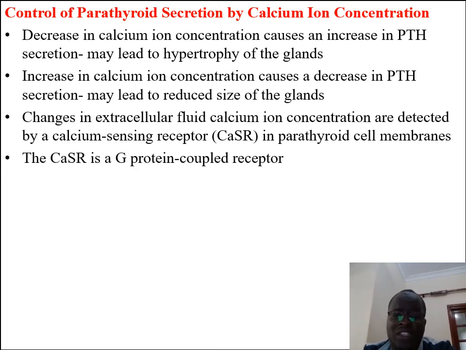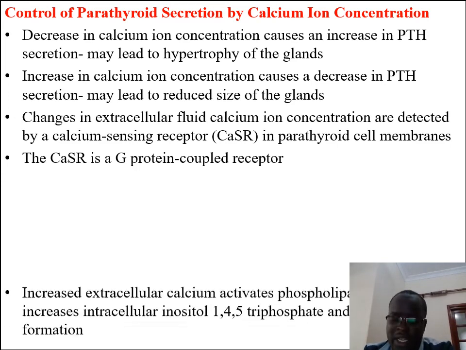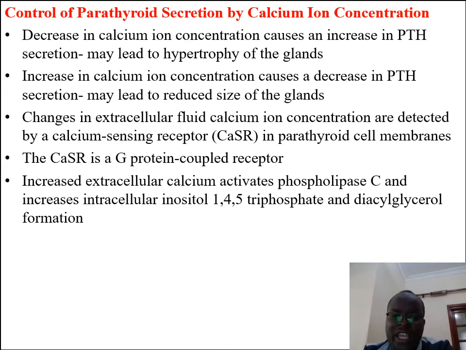The calcium sensing receptor is a G protein coupled receptor, like I've already explained. Increased extracellular calcium is going to activate phospholipase C, because they are G protein coupled receptors. If you have an increase in the extracellular calcium levels, that calcium will activate the calcium sensing receptors, which are G protein coupled receptors, and then they will activate the G protein that will dissociate. The alpha subunit will dissociate from the beta gamma subunit, and the beta gamma subunit can go and activate the phospholipase C.